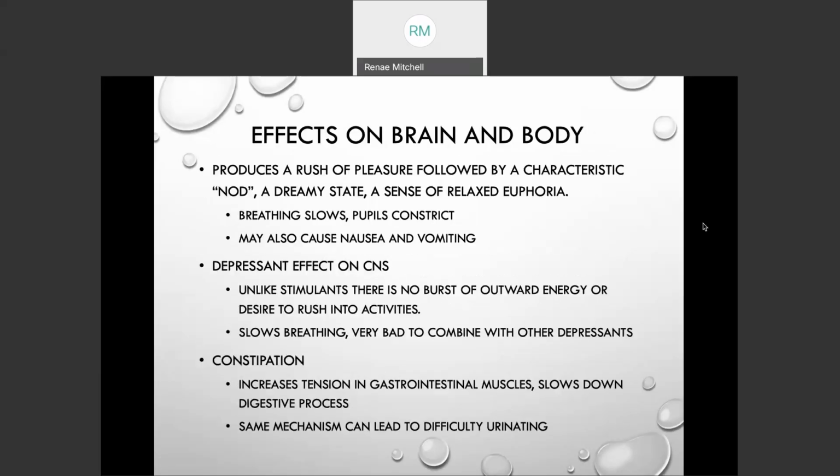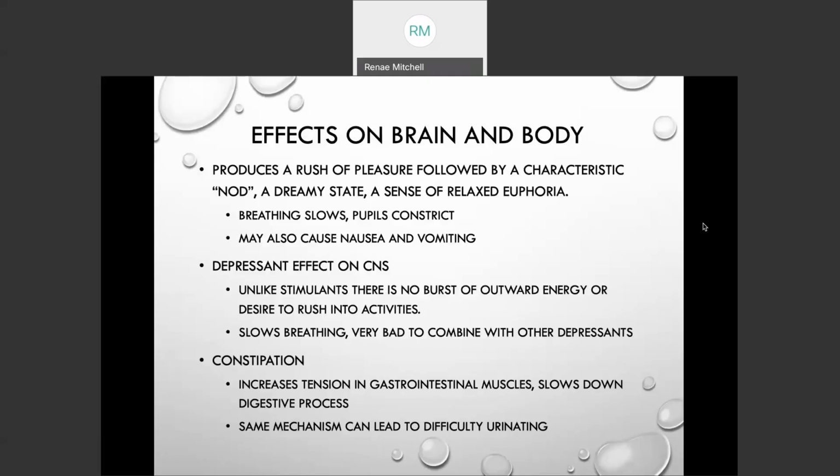And so when external opioids are consumed, it produces a rush of pleasure, followed by a kind of nod or dreamy state. And again, that's why they're referred to as narcotics. People describe a sense of relaxed euphoria, just feeling really good and really calm. What is also happening at the same time is that the central nervous system is slowing down. So breathing slows, the pupils constrict. Sometimes people experience nausea and vomiting as well.